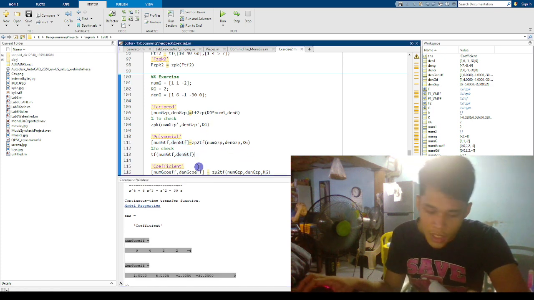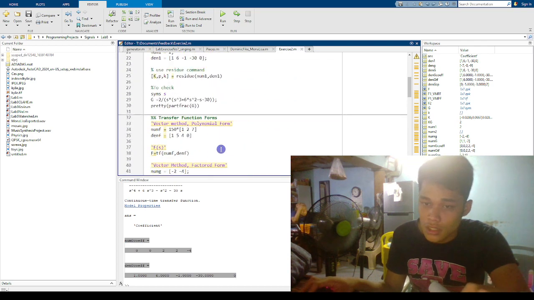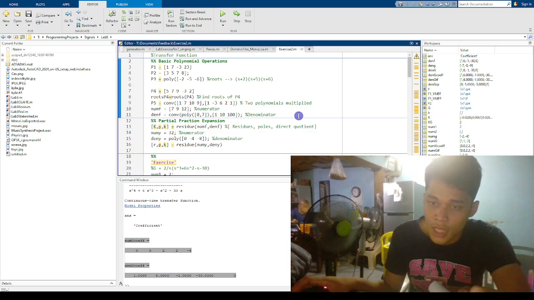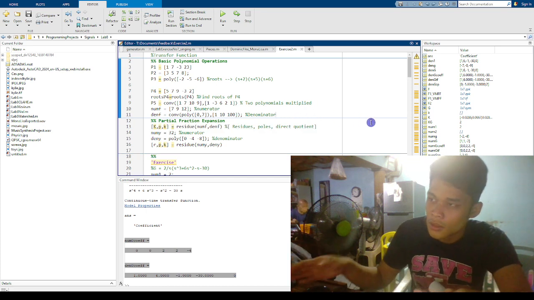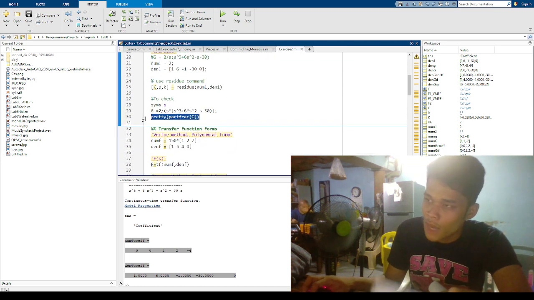And thus, in conclusion, to represent transfer functions using MATLAB, we can use either the factored form or the polynomial form, which is equivalent to the coefficient form, using the ZPK command and the TF command, respectively. To expand partial fractions using MATLAB, we can use the residue command to display the residues, poles, and the direct quotient, but you have to express it yourself from the given values. To express it directly, we can use the partial fraction command, partfrac.